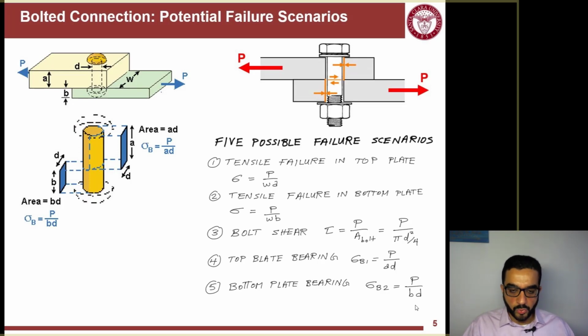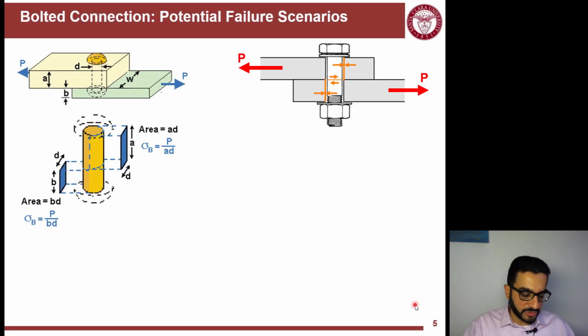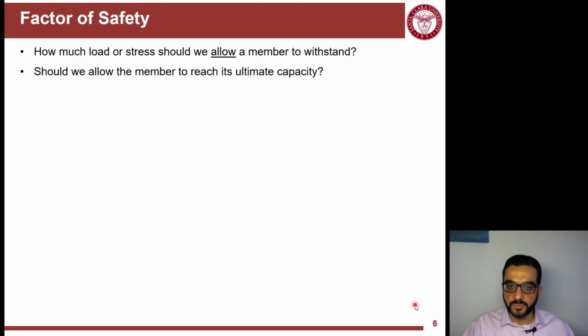So now, when we're aware of these types of failures, the next question is, should we design members to allow them to reach the ultimate capacity? If you remember from Mech 15, or the course where we learned about materials, there is an ultimate stress, or ultimate load, that the member or material cannot take more than. So the question is, should we design for this material to reach the ultimate in the field in that structure?